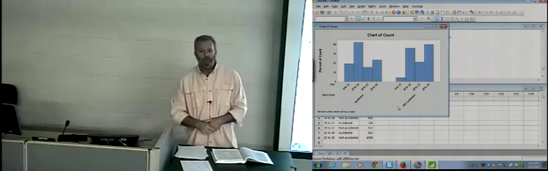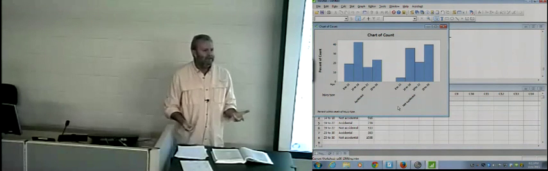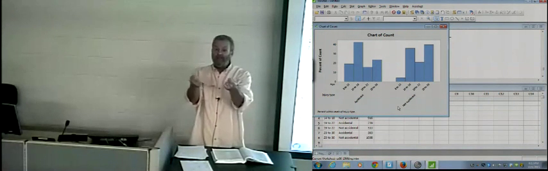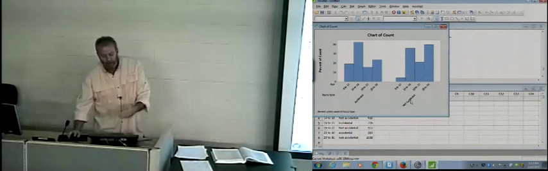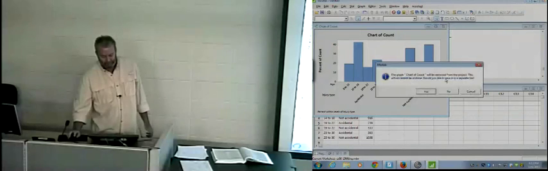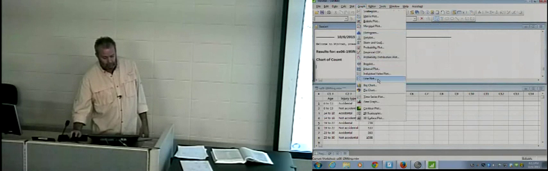That's one option. You can always make this cluster graph, and what the cluster graph shows you is the conditional distributions that you're trying to compare. Okay? Let's say we didn't want to use that one. Maybe you don't like that one. I've got no problem. Let's go back to Graph, Bar chart.